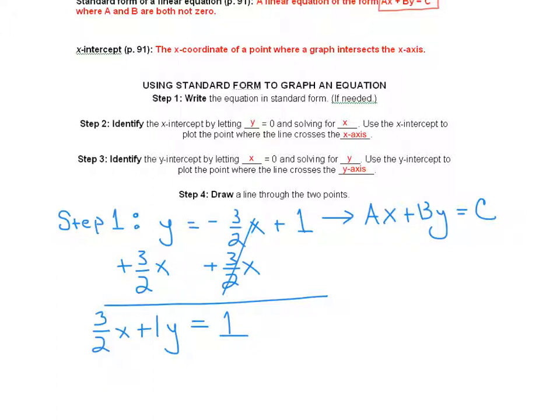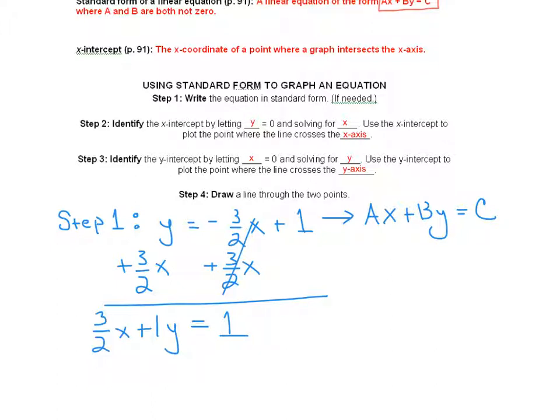Some textbooks will require, to fully meet their definition of standard form, only integer coefficients. In other words, see this here? It's a bad guy because it's not an integer. It's a rational number. It's a fraction. Fractions are not the same as integers. So how do I get 3 halves to be a whole number? Oh, we're going to use your friend and mine, the LCD method.